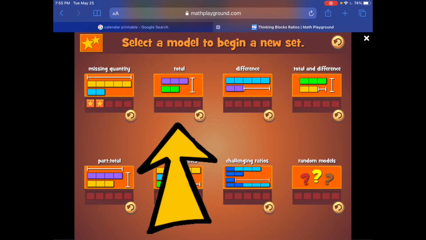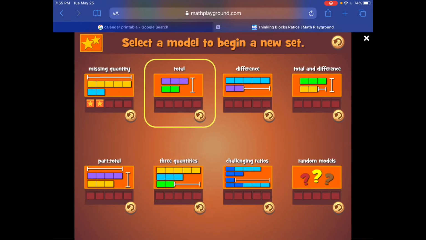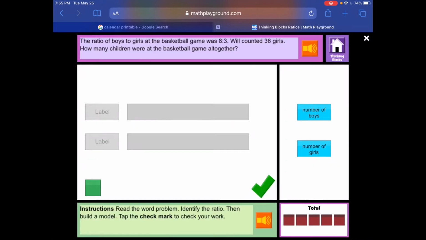Let's get started. Instead of going to missing quantity, this time we're going to go to the one next to it that says total. Click right on that. It's going to look exactly the same, but you'll notice that the question mark has changed, or where the number goes will have changed. All right, so here's this problem.